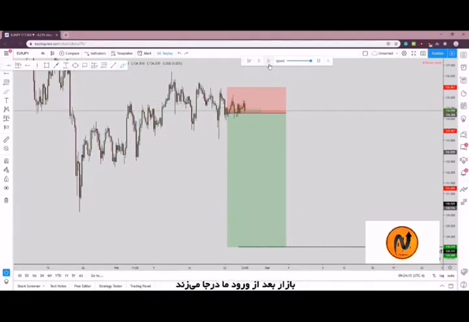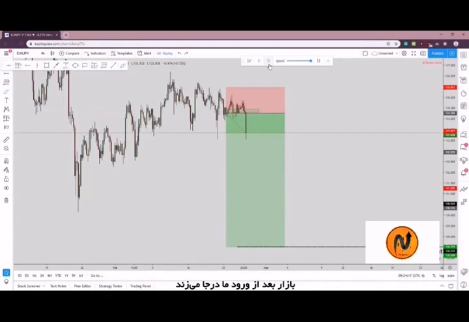So the market is stuck after our entry. Okay, this is the first push to the downside that we get. However, we still need either the market to make another big red candle, or the market to make some kind of retracement and then continuation before we can go risk-free.